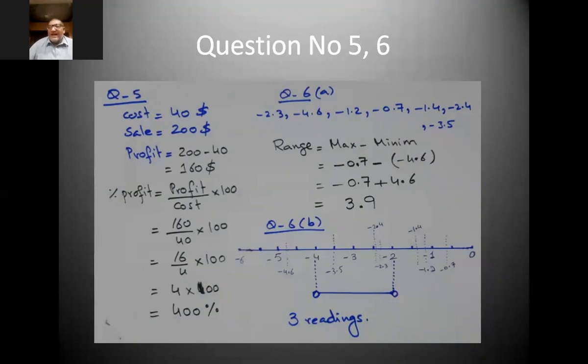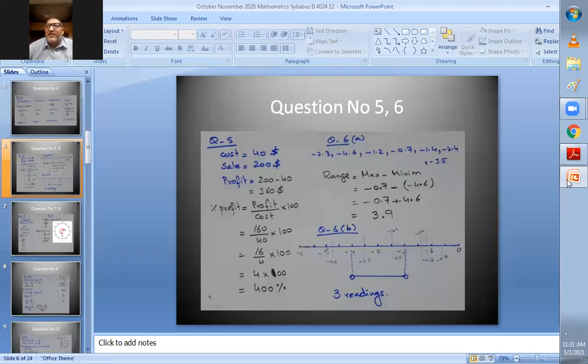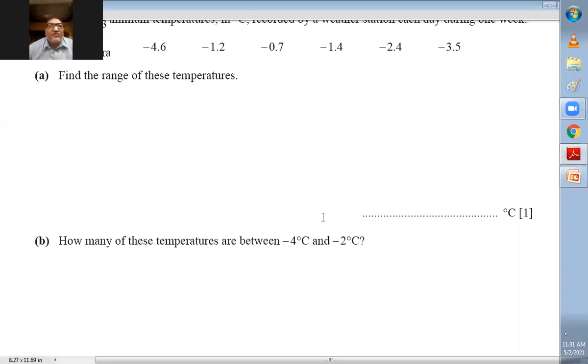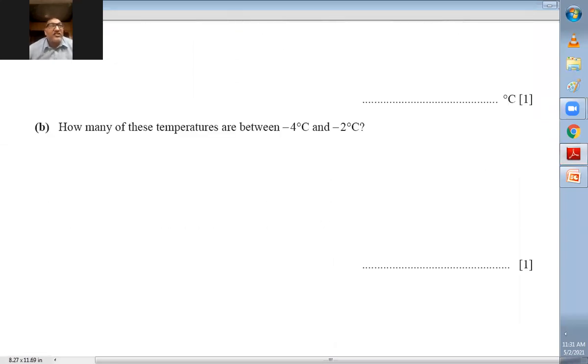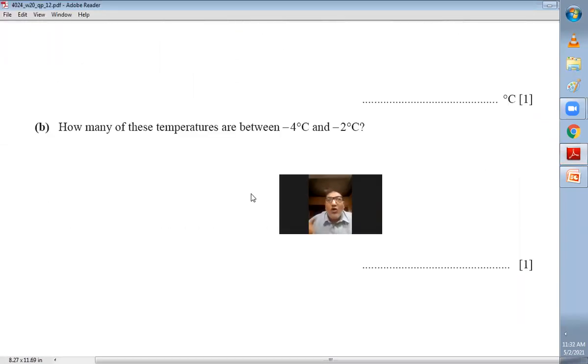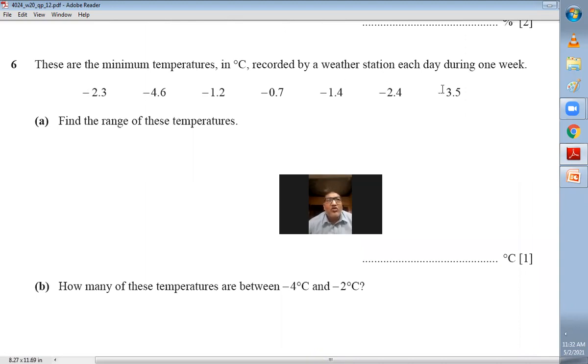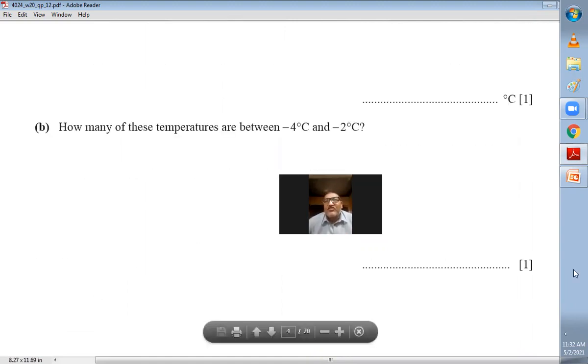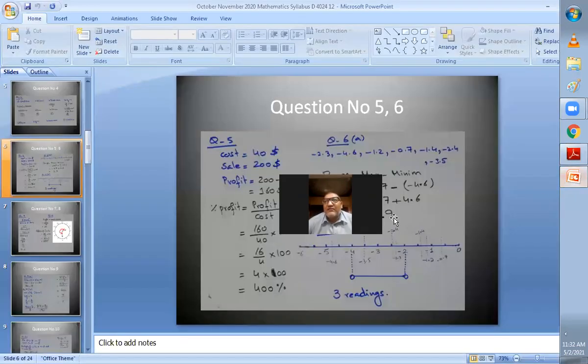So in the next question, the wording is a little tricky. The next part is easy, but its wording is tricky. How many of these temperatures are between minus 4 degrees centigrade and minus 2 degrees centigrade? So one mark question, but this wording is such that many will get confused.